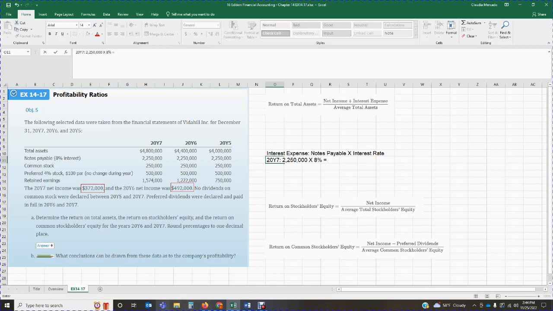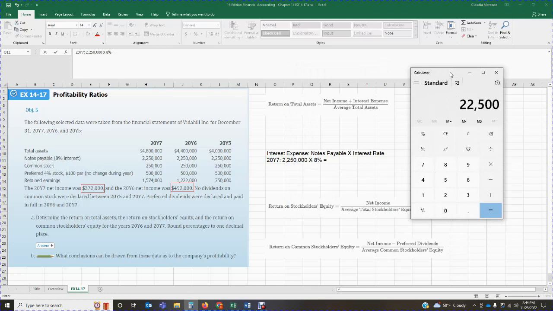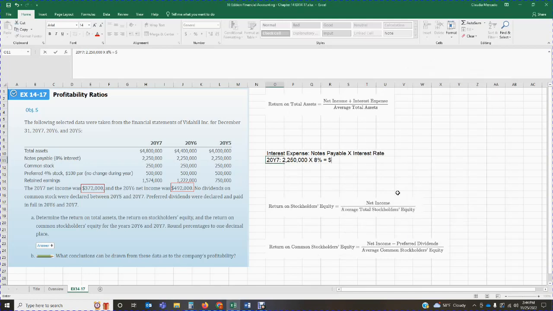Let's see what that gives us. I'm getting my notes payable times my interest rate, 2,250,000 times 8%. That's $180,000. For 20Y6, it's the same thing: 2,250,000 times 8%, and that's going to be 180,000. So the interest expense for both years is the same.